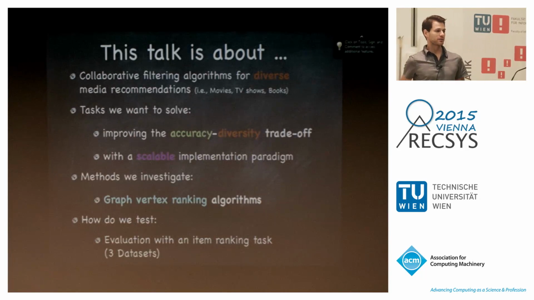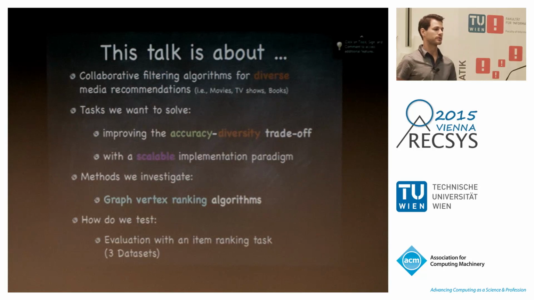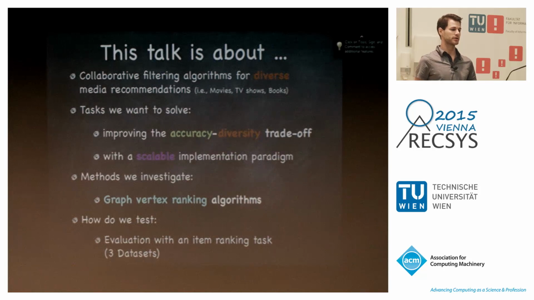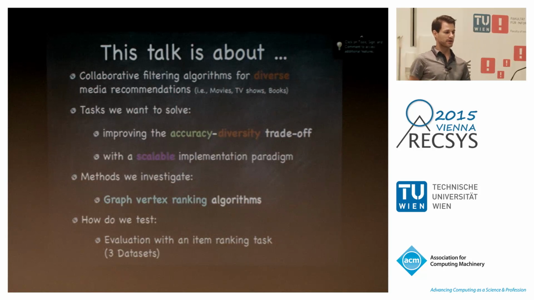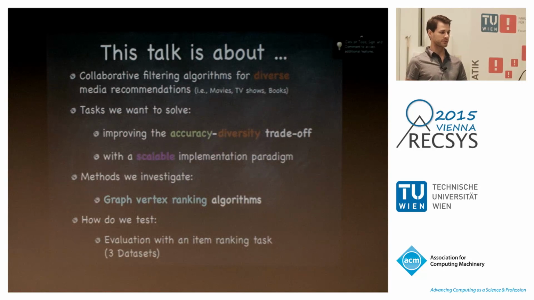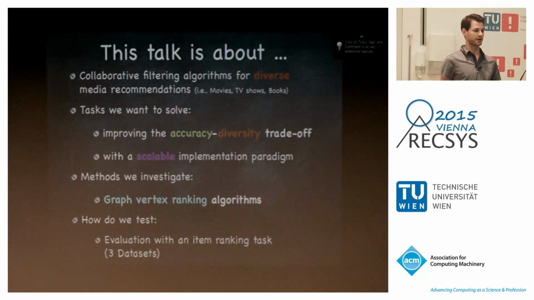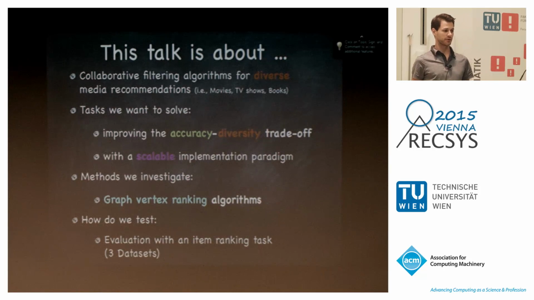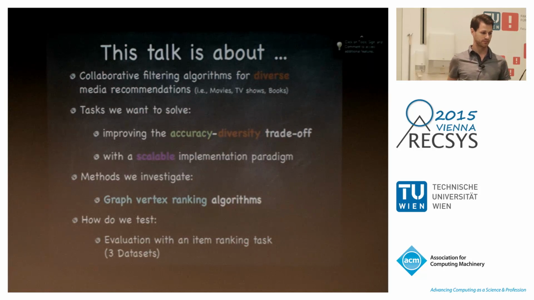So what is this talk about? We studied collaborative filtering algorithms for diverse media recommendations, especially of movies, TV shows, and books. And the task that we want to solve is improving the accuracy-diversity trade-off for a scalable implementation paradigm. For that, we studied this particular type of algorithms that we call graph vertex ranking algorithms. We tested the performance of these algorithms with a typical item ranking task on 3 different data sets.